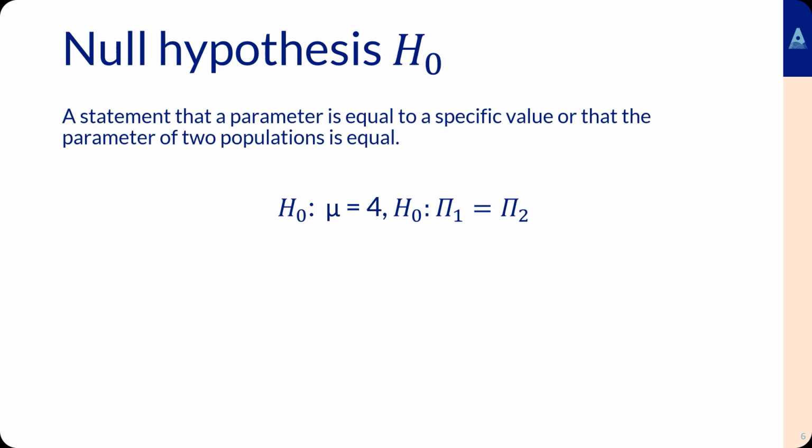So for example, in a fast food restaurant, we could say that the mean time, where our hypothesis is that the mean time to fill an order is 4 minutes. Or we could set a hypothesis that the proportion of orders that are correctly completed is the same for drive-through or seated customers. So they both get, say, 90% of orders correctly filled in both cases. So that's two populations being equal.